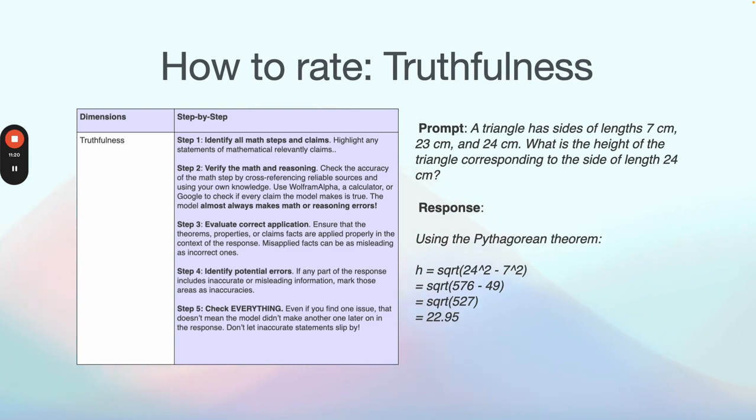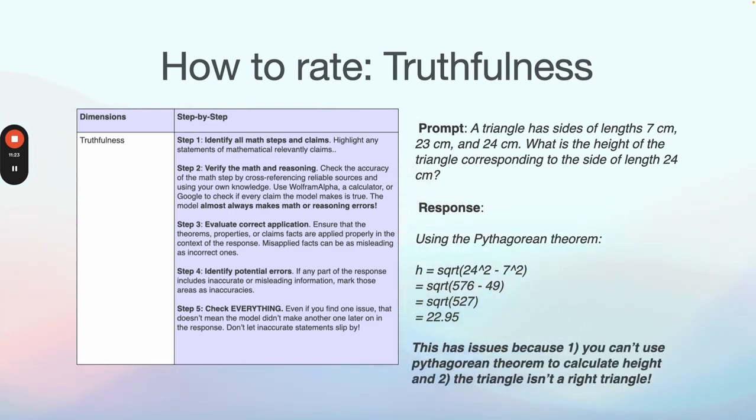Second, though, we have a bigger problem. Even if we could use Pythagorean theorem, the triangle isn't a right triangle. So remember step 3, evaluate the correct application. If you look at the side lengths, 7, 23, and 24, they don't form a right triangle. And we can't use the Pythagorean theorem on a non-right triangle. So many times the model might make a mistake because it'll use a property or a formula, but it actually can't use the formula in the context of the information that you provided, because maybe it's not a right triangle, or maybe it uses the area of a slope, but you actually provided a quadratic equation. So you always want to make sure that it's correctly applying the information you're giving it.